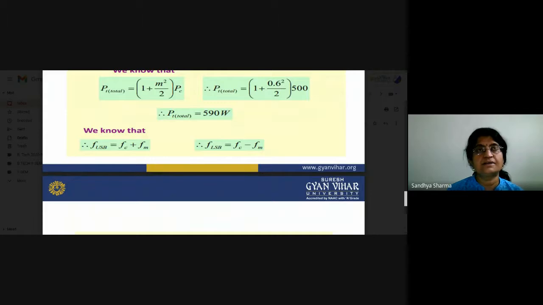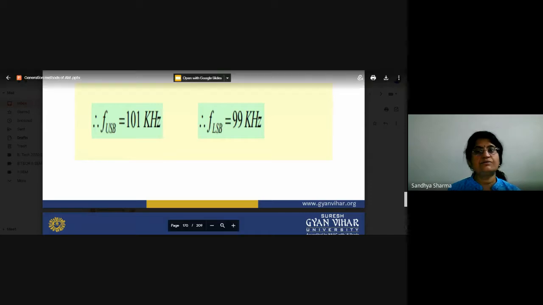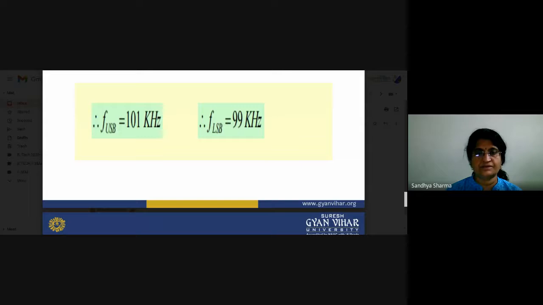If you are talking about the USB upper sideband and LSB lower sideband, what will happen here? The frequency at the USB is equal to Fc plus Fm, and the frequency at the LSB, lower sideband, is equal to Fc minus Fm. So these are the two spectra, the upper sideband and lower sideband, and USB is equal to 101 kilohertz, and LSB is equal to 99 kilohertz.